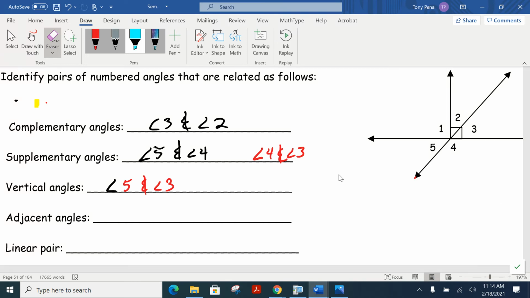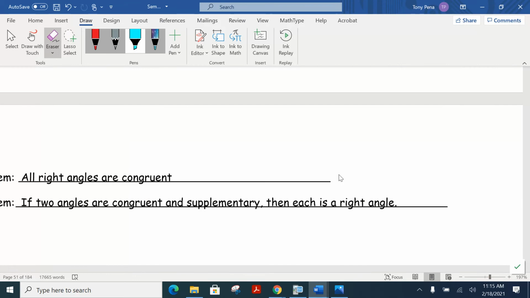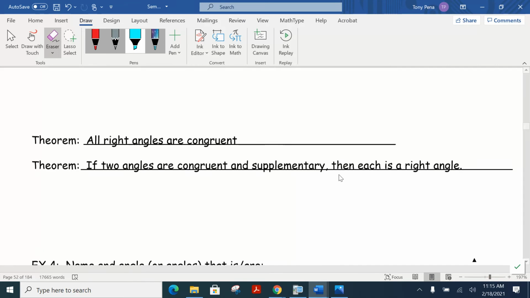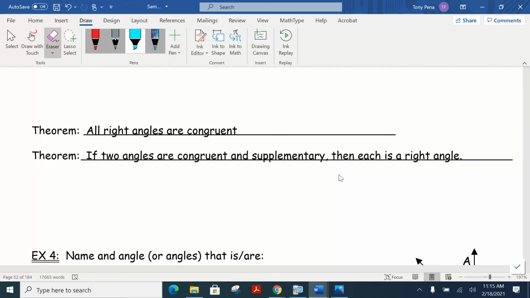All right, and then I think we can talk about the next two things, then we'll wait till tomorrow when my pen is working, hopefully. A real quick little theorem here. This is pretty obvious, I would hope. The first one is all right angles are congruent. That should be obvious because aren't all right angles 90 degrees? So if they're all 90 degrees, then they have to be congruent to each other.